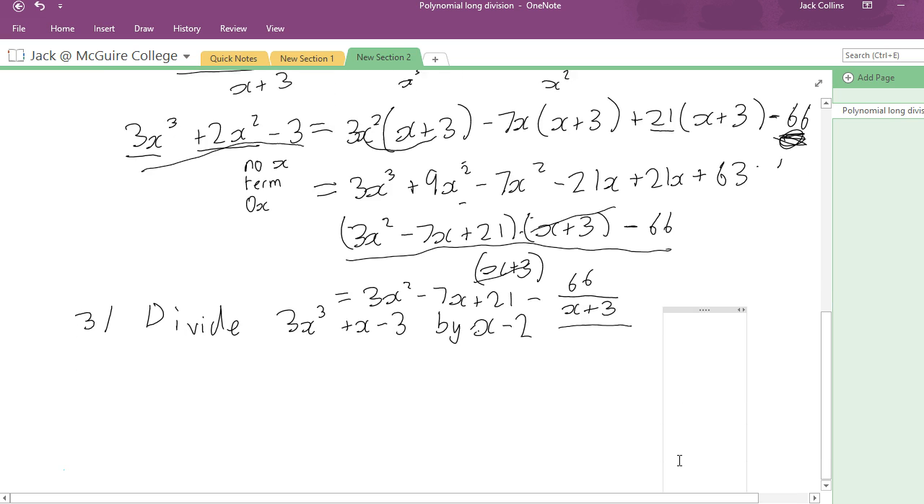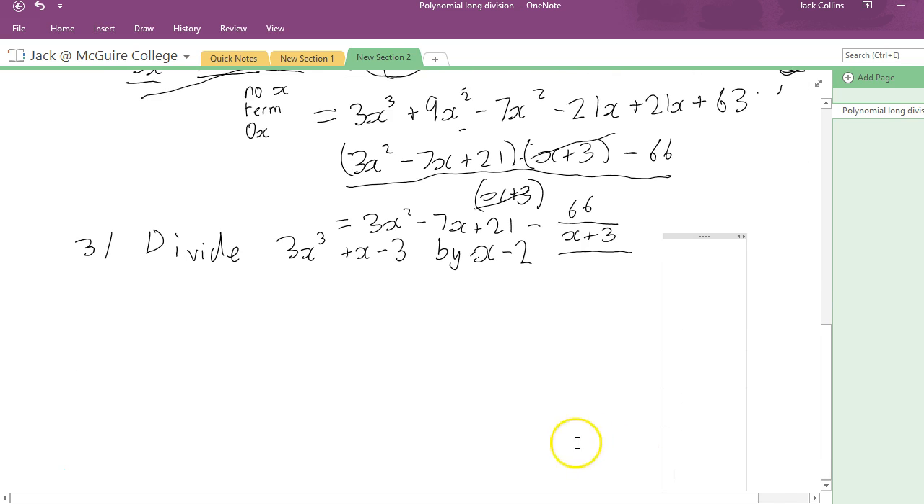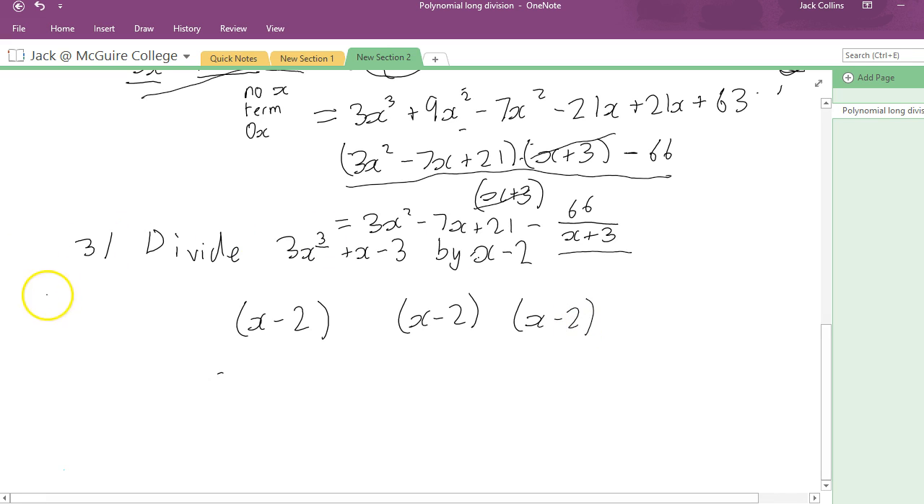So for the last one here, it'd be great if you guys could pause this and have a go at it yourself. Same process again. I'll just go through it, as I want to give you as many examples as I can so you guys can have a go at this. Okay, so dividing it in first. We know that the degree is 3, so we need to write out x minus 2 three times. Okay, so 3x cubed plus x minus 3 is equal to, when you pull out x minus 2, you're going to get this term here.